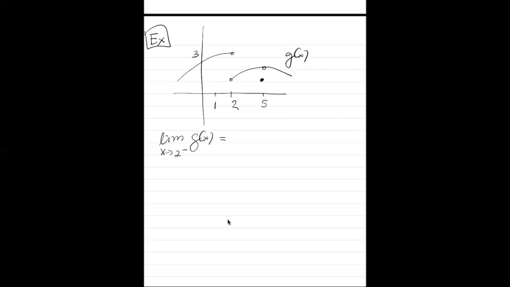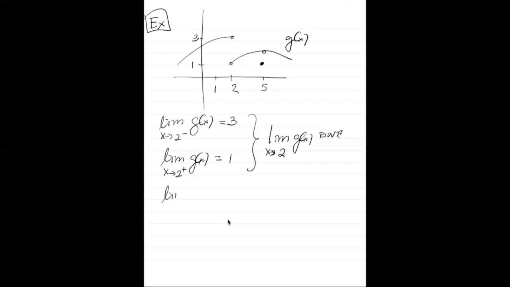So from the left, that means pick 1.9, 1.99. The y value is approaching 3. Okay, what is the limit of this function when x is approaching 2 from the right? So from the right, like 2.1, it seems like it's different. It's 1. So these two are different. We say that the limit of g of x when x is approaching 2 does not exist. We have a big jump.